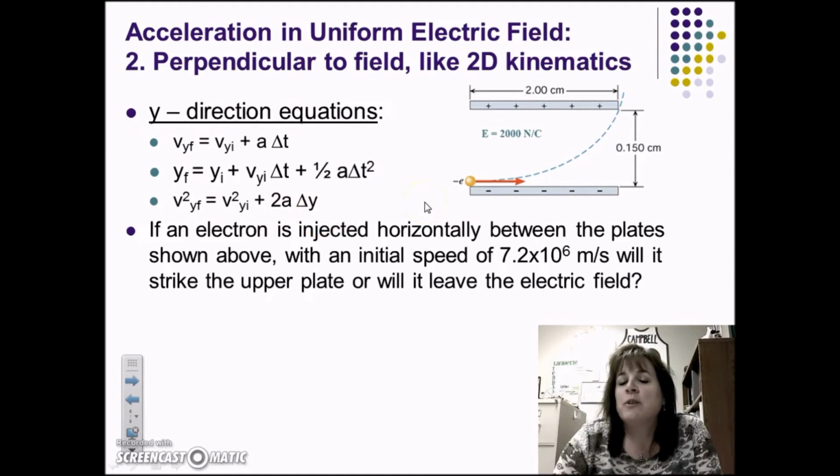Now, let's see how we would use this in a problem. So for this plate, I'm going to inject an electron. Right? An electron has a mass of 9.11 times 10 to the negative 31st kilograms and a charge of 1.6 times 10 to the negative 19th. And I'm going to inject it horizontally, so all the initial velocity is in the x direction, and its initial speed is 7.2 times 10 to the 6 meters per second. Speedy particle.